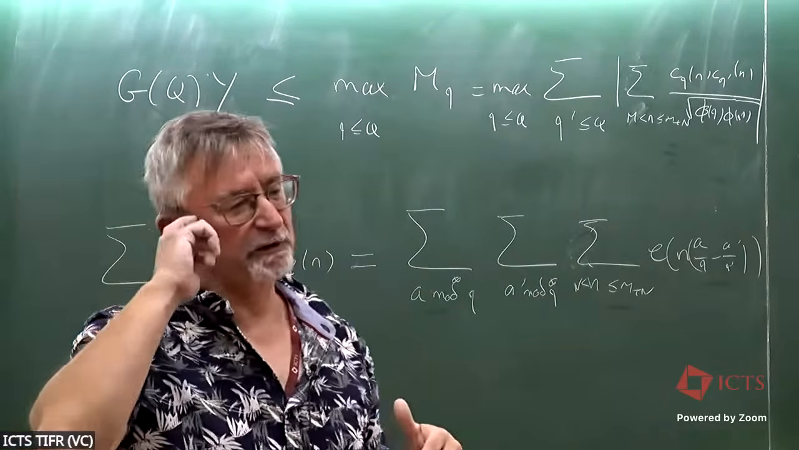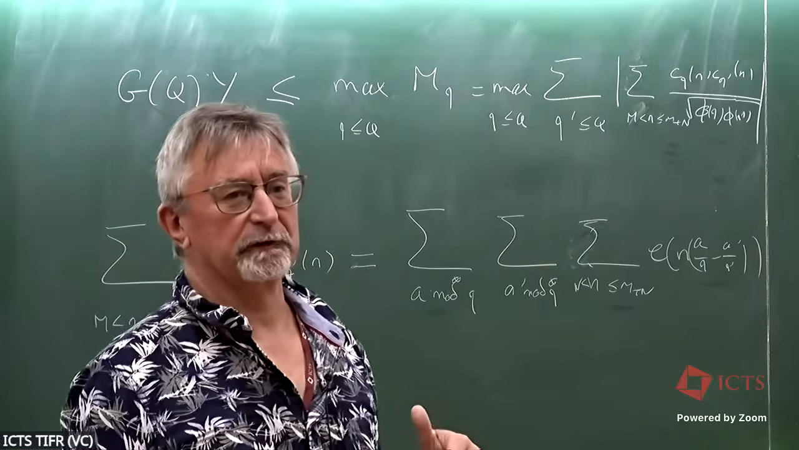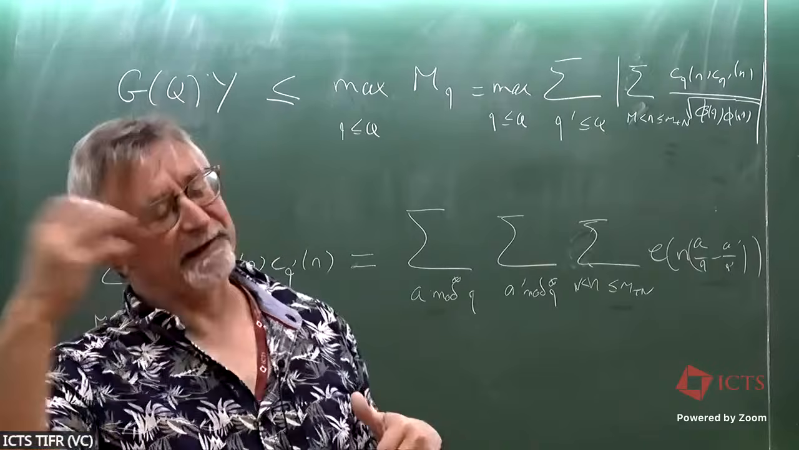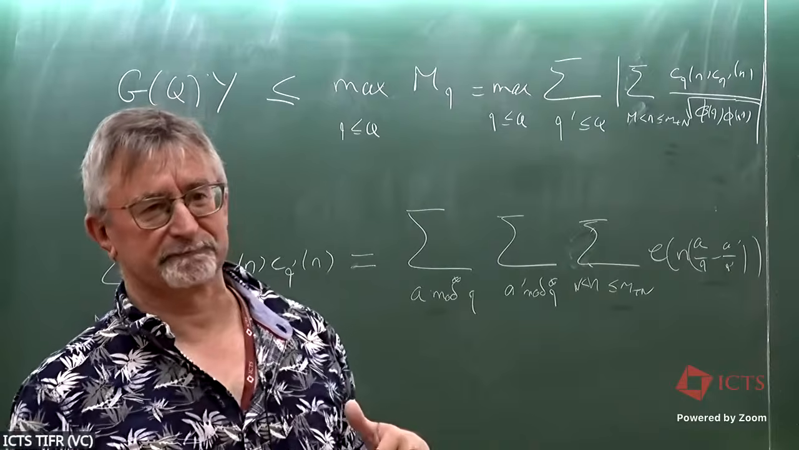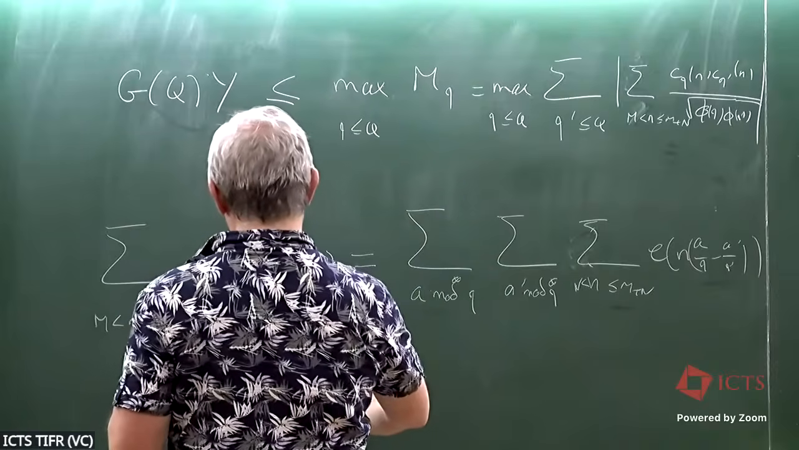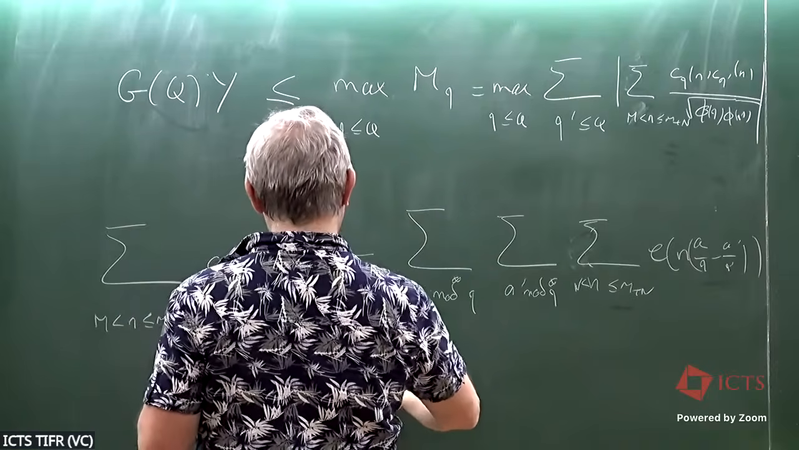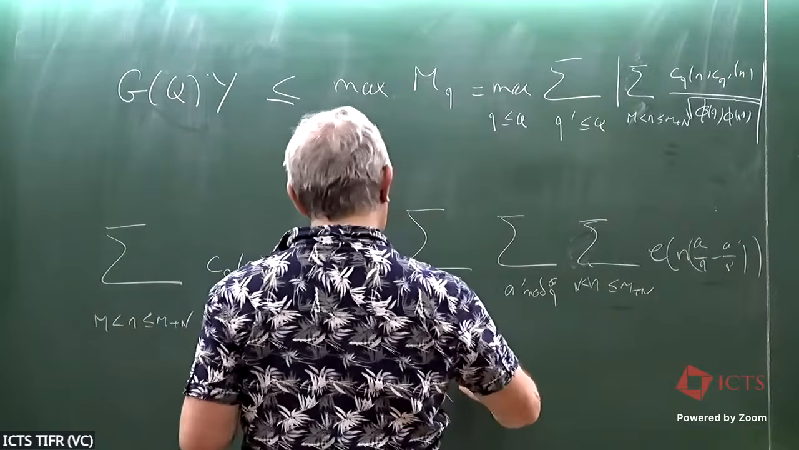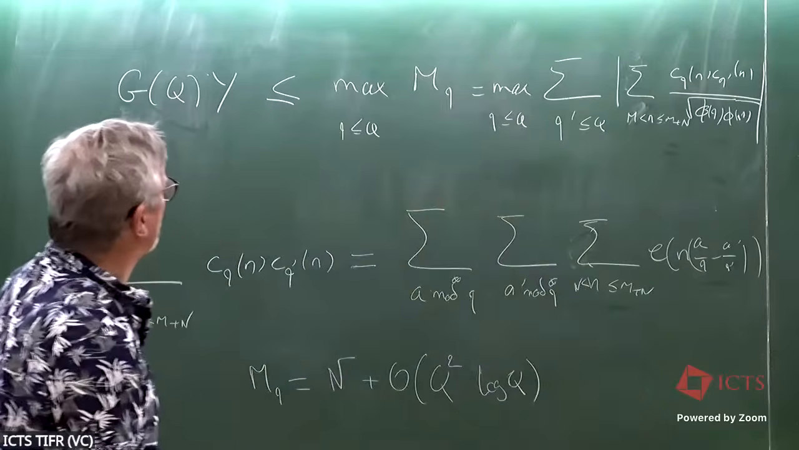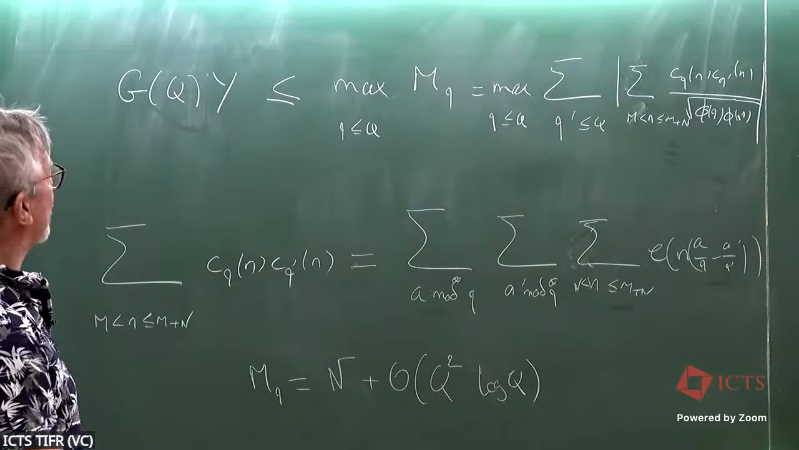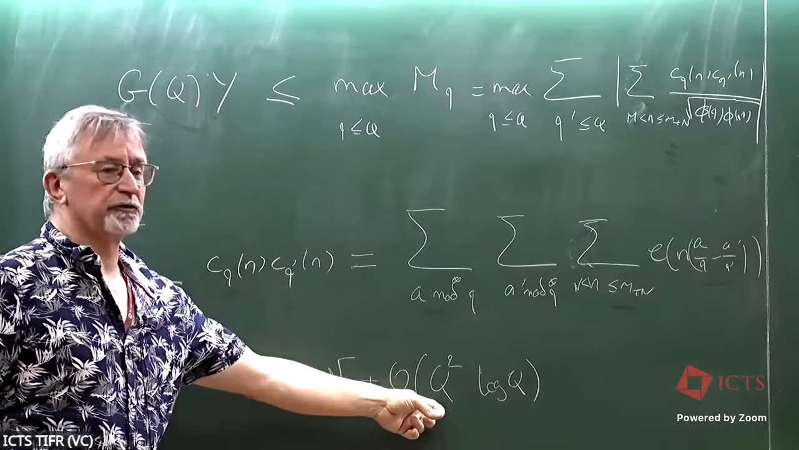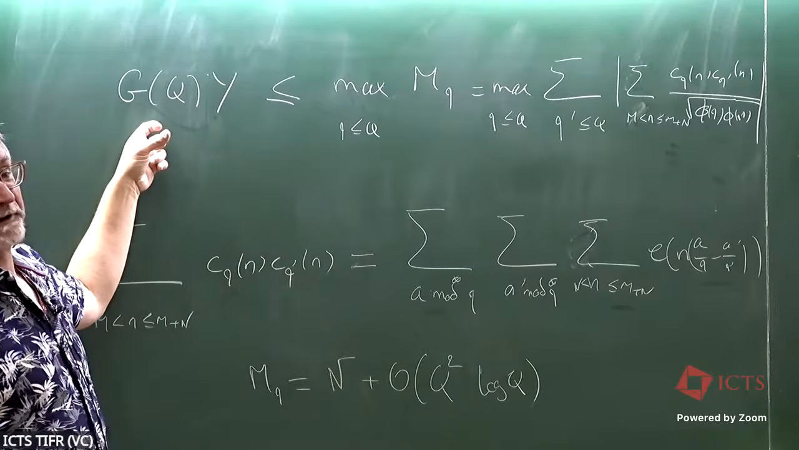If you're not clever, it will give you a big O of Q to the 4. If you're more clever, it will give you a big O of Q square log Q. If you're even more clever, it will give you a big O of Q square. Okay? So M of Q is equal to N plus big O of Q square log Q. So I get my number of primes is less than N plus Q square log Q divided by phi of Q.